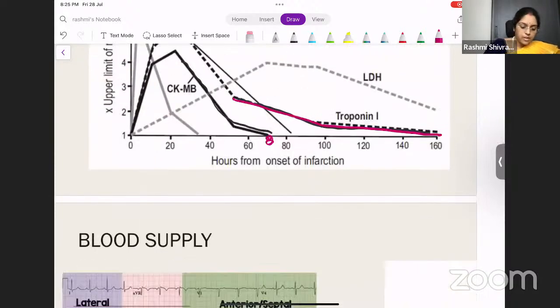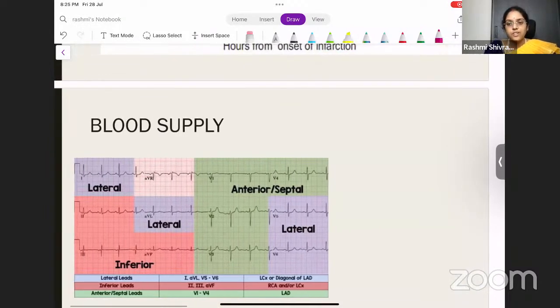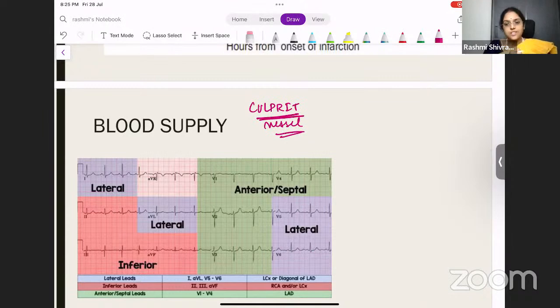Now, you will often hear the cardiologist talking about the culprit vessel. What is it called? It's called the culprit vessel. What is that culprit vessel? Once you see the ECG, you need to find out which leads are getting affected and what could be the vessel which is involved. You need to find out which vessel is actually affected.